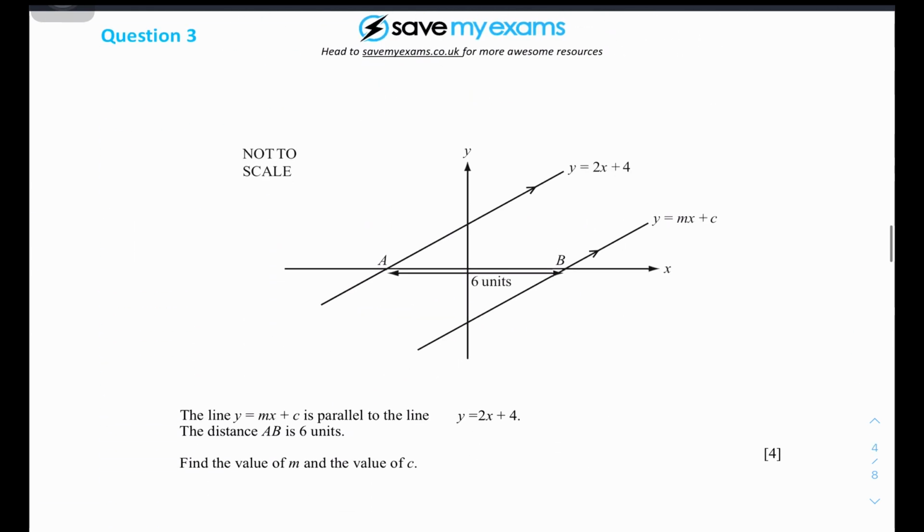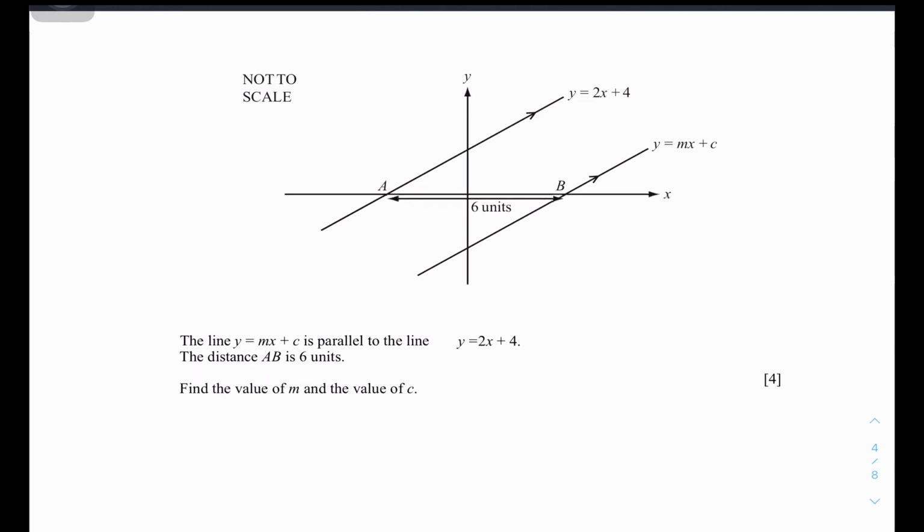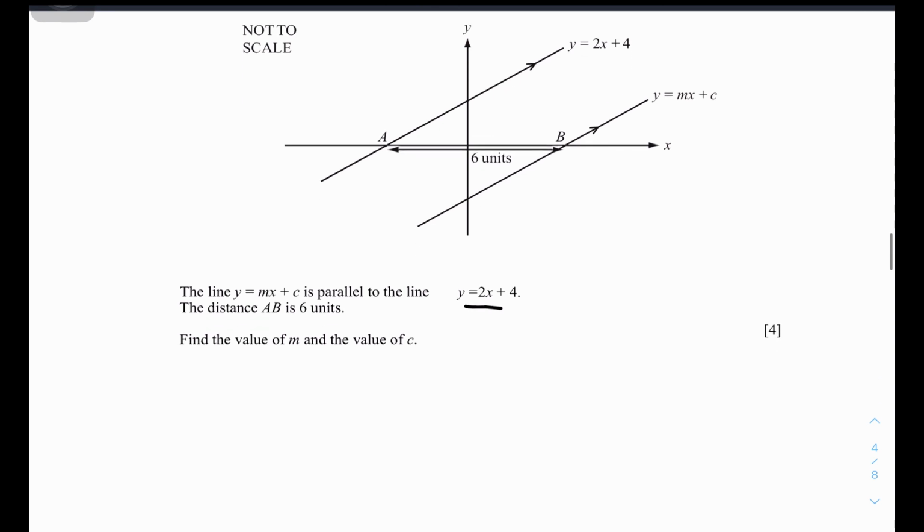And question 3, we have a not to scale diagram. The line y equals mx plus c is parallel to the line y equals 2x plus 4, so we know that the gradient is the same. The distance of AB is 6 units, so here and here. Find the value of m and the value of c.